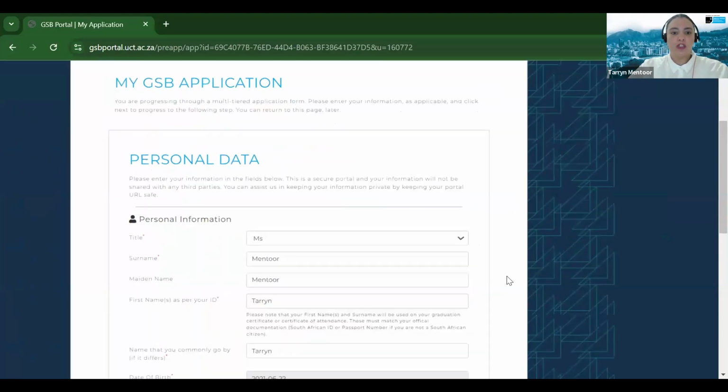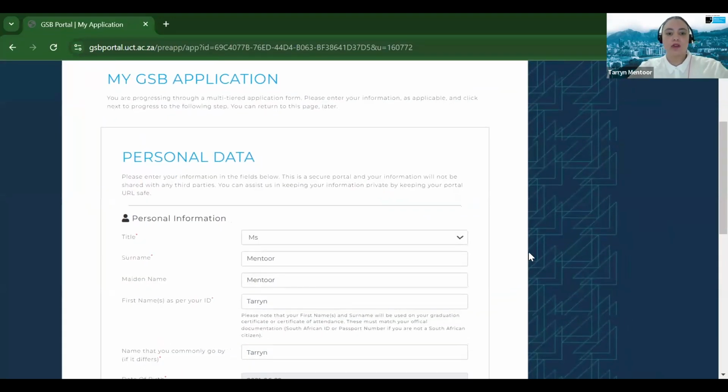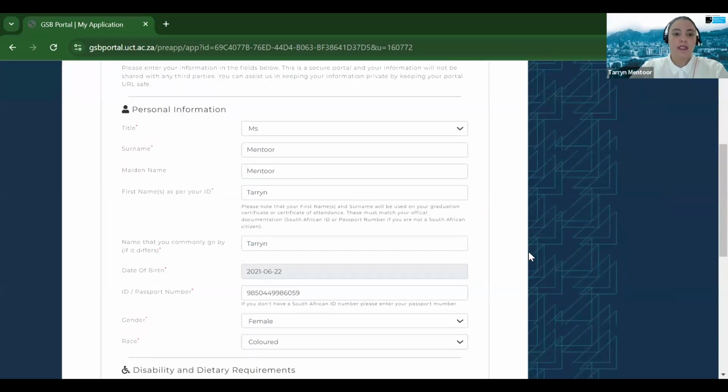Once you've got into the actual application form, it consists of five parts, the first part being your personal data. This is really important to fill in correctly. I've seen some very interesting nicknames and shortening of names, and it's so important that this correlates with your actual ID or passport that you submit through the application portal, because that's going to feed into how it presents on your certificate at the end. So please, please take care to make sure that this is correct.